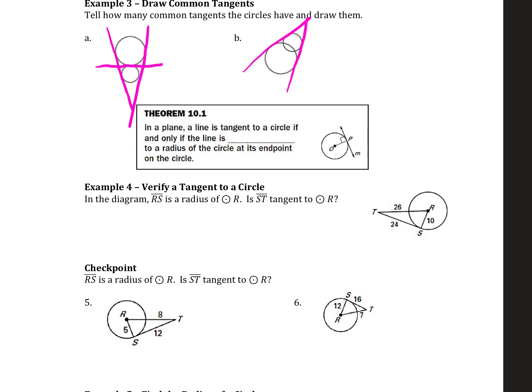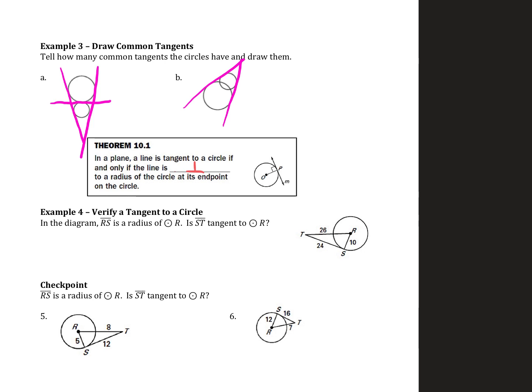Now we're going to verify whether something is tangent to a circle, okay? And basically, a line is tangent to a circle if and only if the line is perpendicular to the radius of the circle. So we're going to have these triangles here, and we have to prove that it's at a right angle right here, right? Well, what kind of triangle does that look like right there, for example 4? That's a right triangle. So if we can prove it's a right triangle, it proves that that's a right angle there, right?